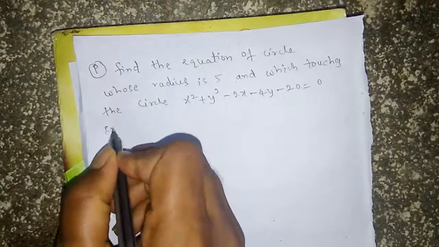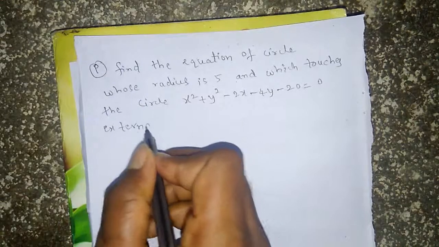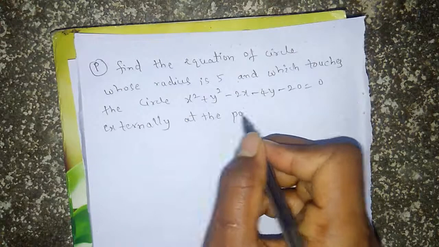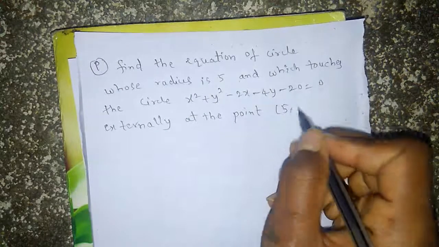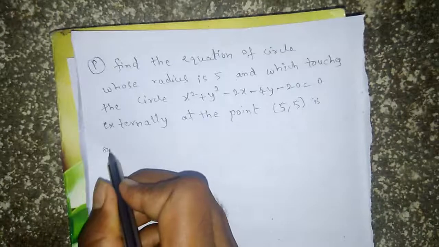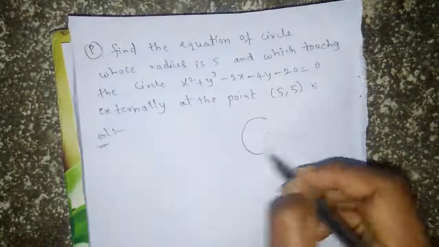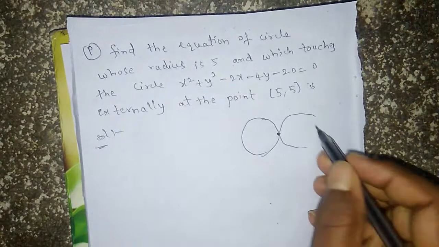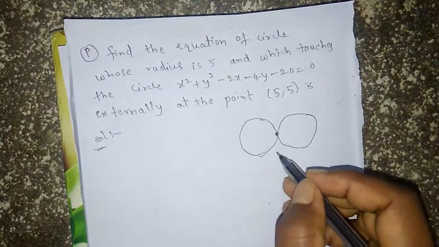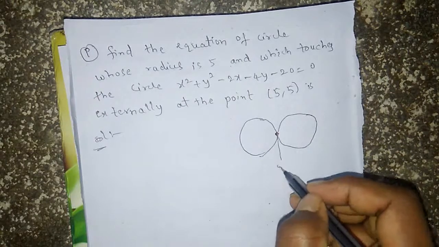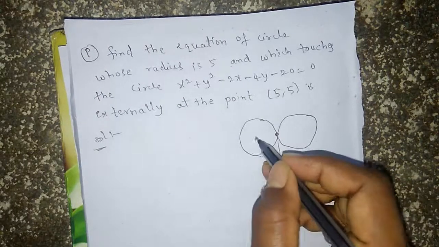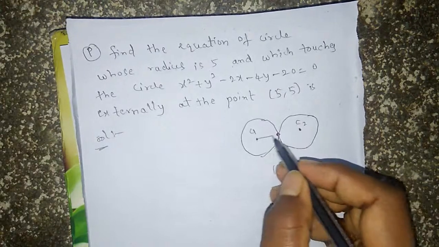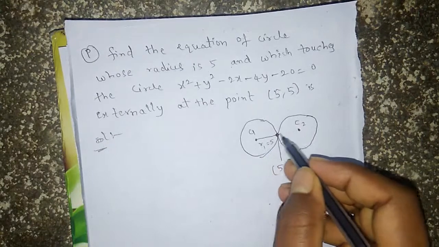Externally at the point 5 comma 5 is, so this is our required circle. It touches the other circle at the point 5 comma 5. They touch externally. This is 5 comma 5. This is C1. This is C2, center of the second circle. This is R1, that is 5.